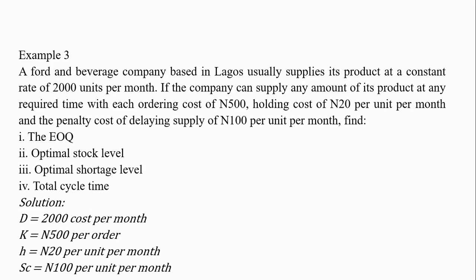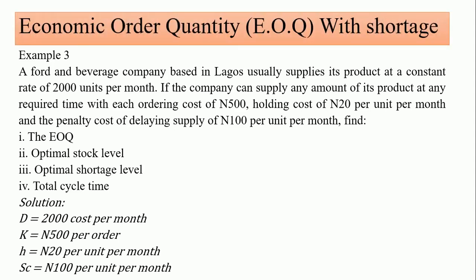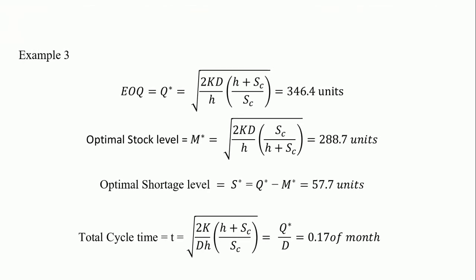So the parameters are clearly stated. The demand is 2,000 units per month. K is 500 naira per order. H is 20 naira per unit per month. And the shortage cost is 100 naira per unit per month. You can observe that all the given parameters are uniform, always per month, so there is no need for conversion.